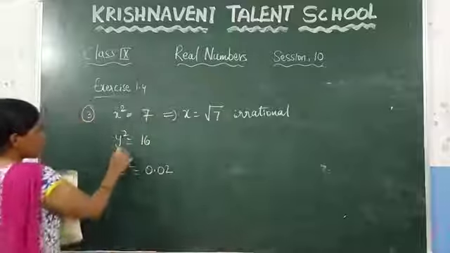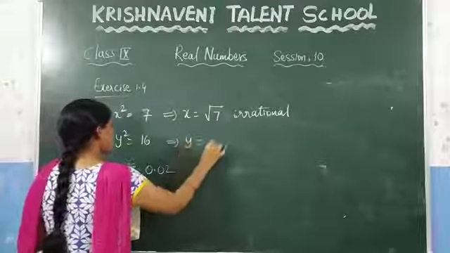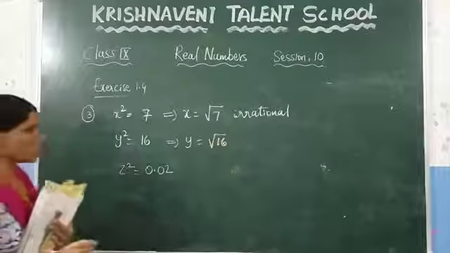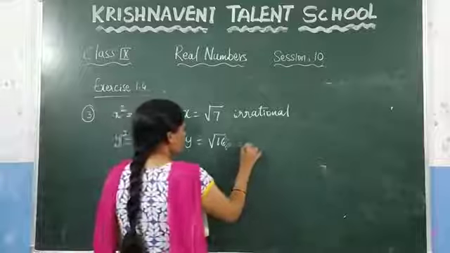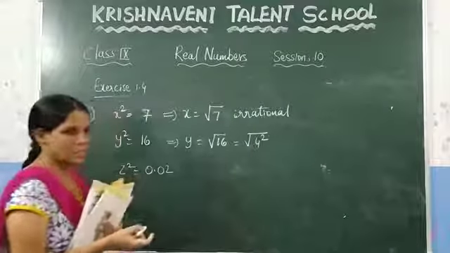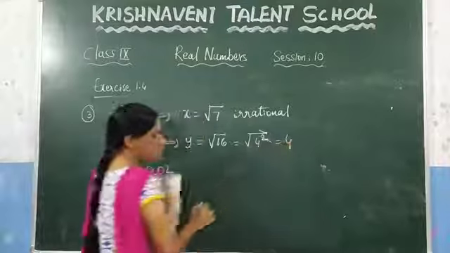And after that, y square is equal to 16. What is the value of y, which is nothing but root 16. Can you find the value of root 16? Yes. How do you find it? You can write this as 4 square, because 4 into 4 is 16. And after that this square and this root will get cancelled. You will get the answer as 4.